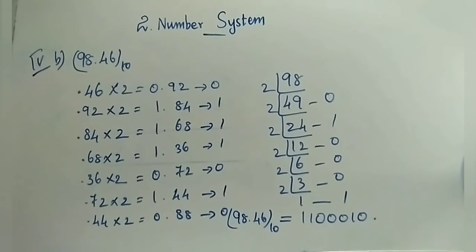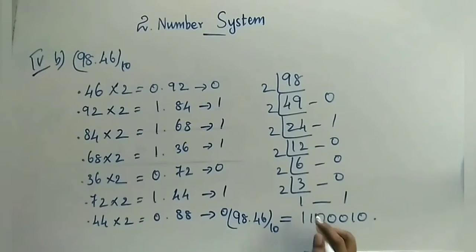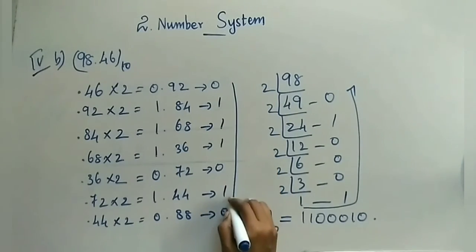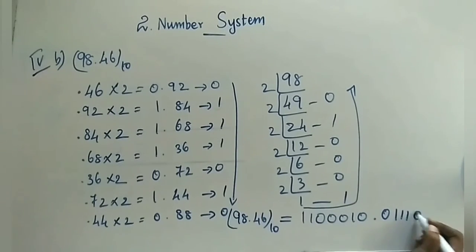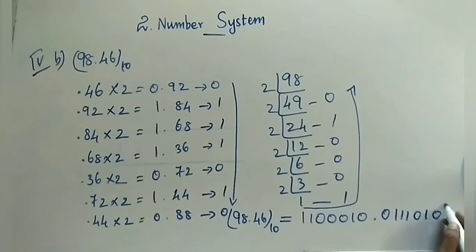110010 point here. How do you have to write? From the beginning, that is from here. For this one you have to write it from here to here. For this one you have to write it from the top to bottom. 01111010. Like this you have to write, and it is base 2.